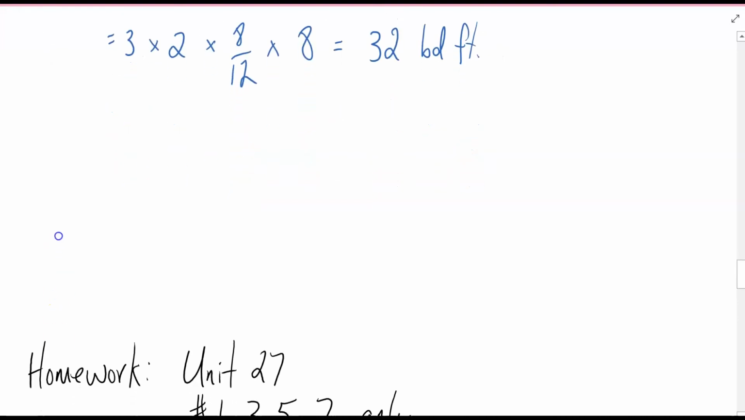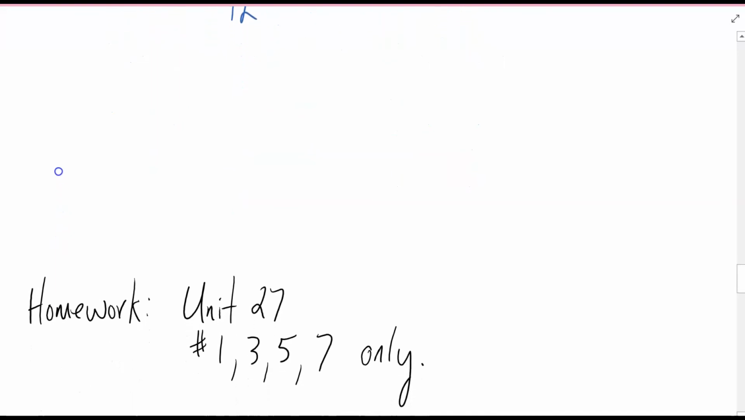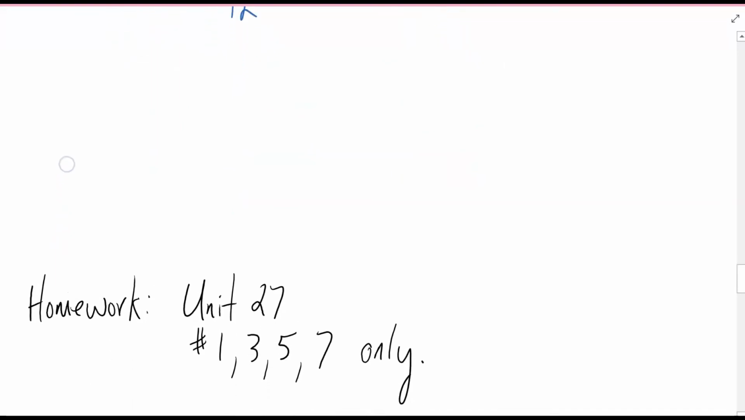Okay, so there is some practice in the book in Unit 27. I'm going to say just focus on these 4 questions in there. The ones after that become a little more complicated. If you really want to have a look at it, that's fine, but in terms of what I will expect from you, I really just want you to have an understanding of the definition of board feet, how to calculate board feet, and this will give you that practice.